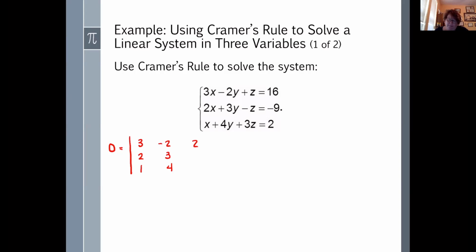Trying to write down a z. And I'm going to do a quick check and make sure that I have that written down correctly. It should be 3, -2, 1, 2, 3, -1, and 1, 4, 3. So it looks good. Now I'm going to take that matrix determinant D, and I'm going to replace the first column with my constants.